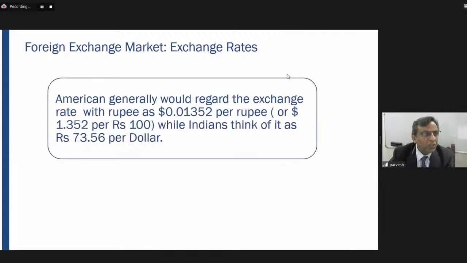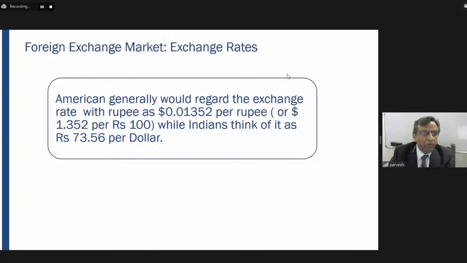So an American generally would regard the exchange rate with the rupee as so many dollars per rupee, or even for 100 rupees, how many dollars we require. So for an American, this quote would be very relevant. Suppose he wants to buy Indian rupees because either he's making imports or he's coming to India. So he would like to convert his dollars into Indian rupees, so he would be more interested in this quote.